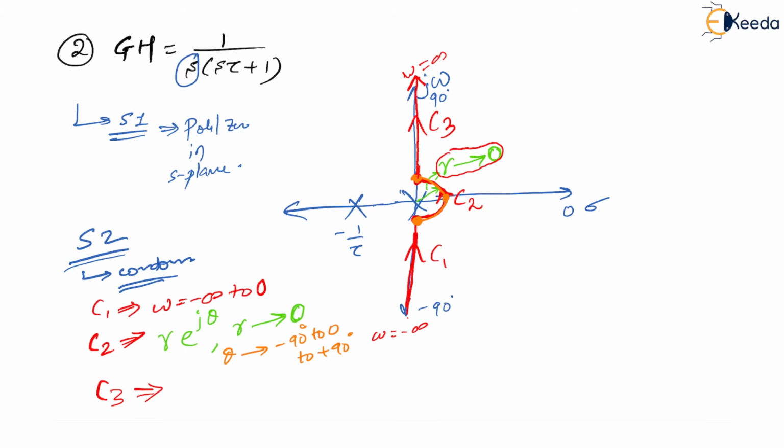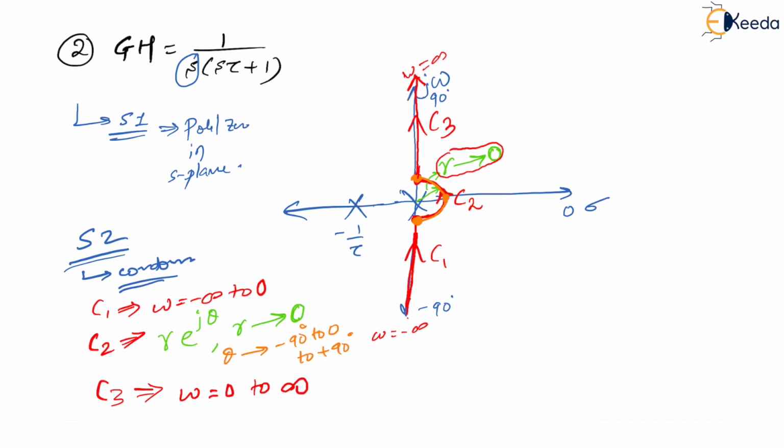C3 is what? It is a contour where omega varies from 0 to infinity. Is that clear? Yes, it is very easy. Now, what about C4? Is there any other contour left?